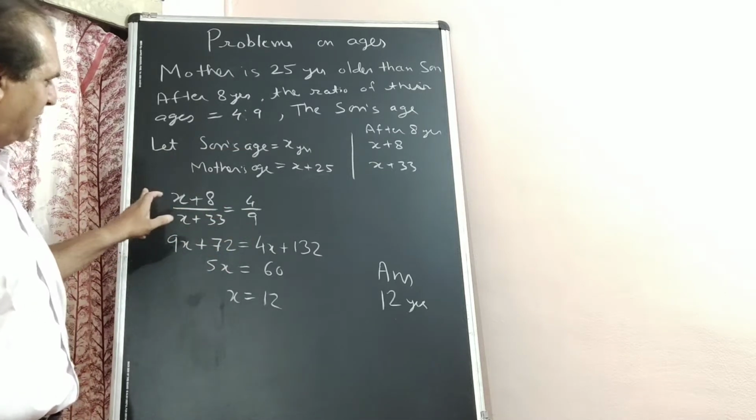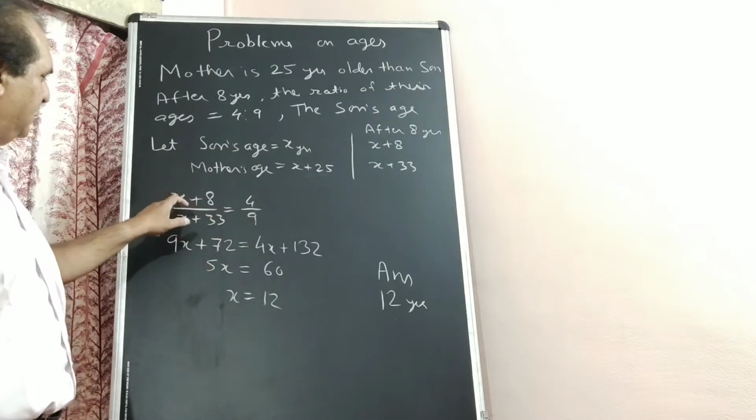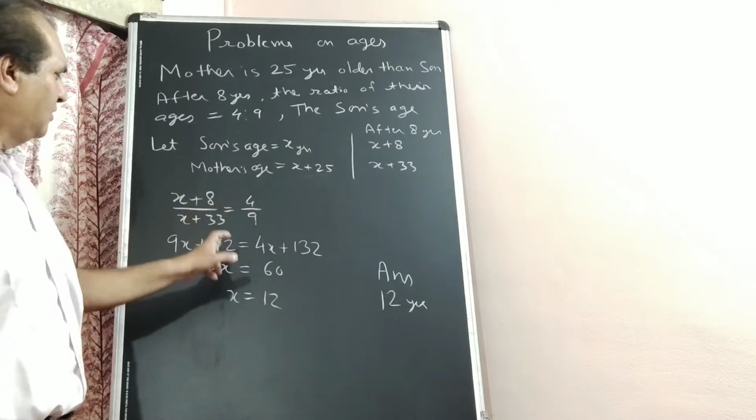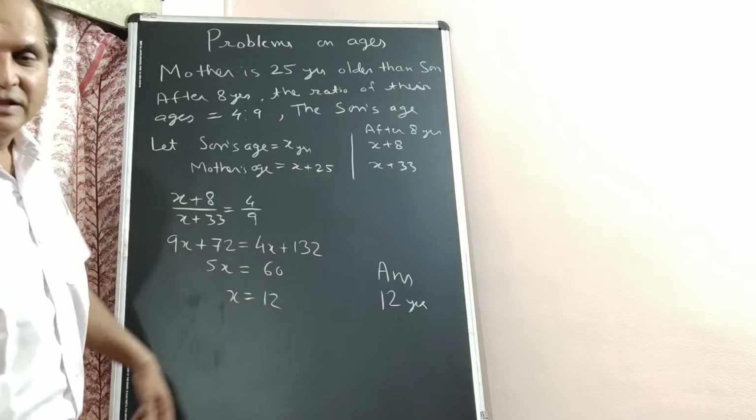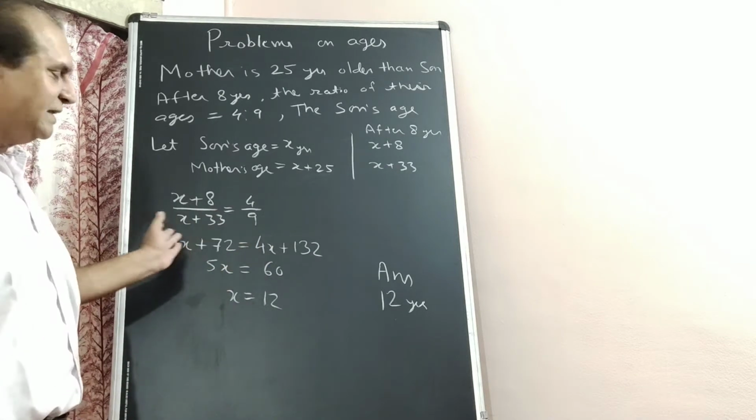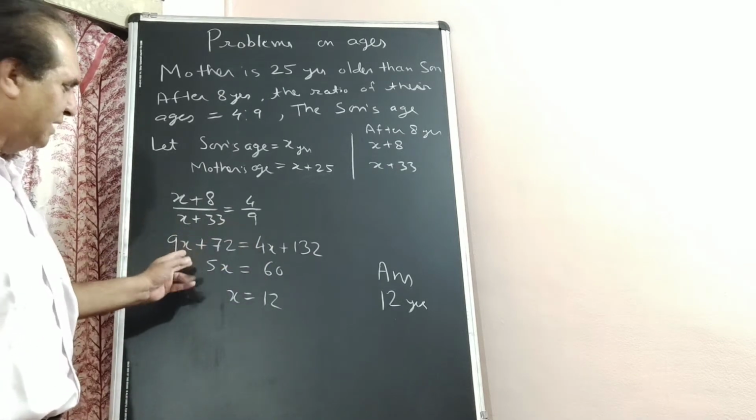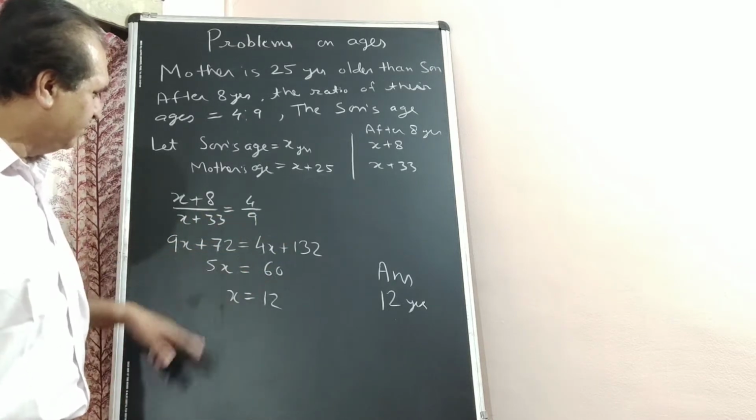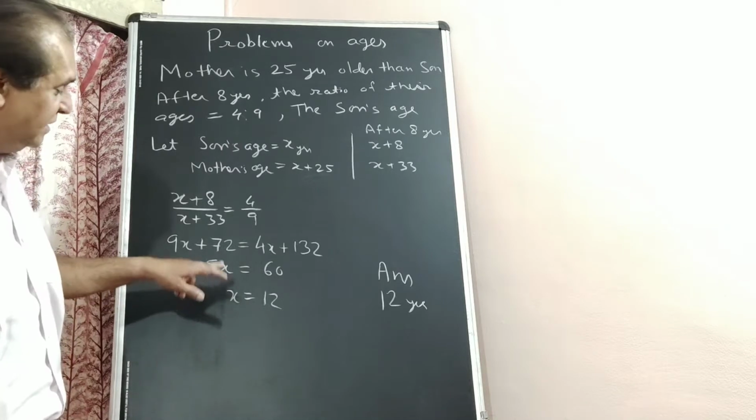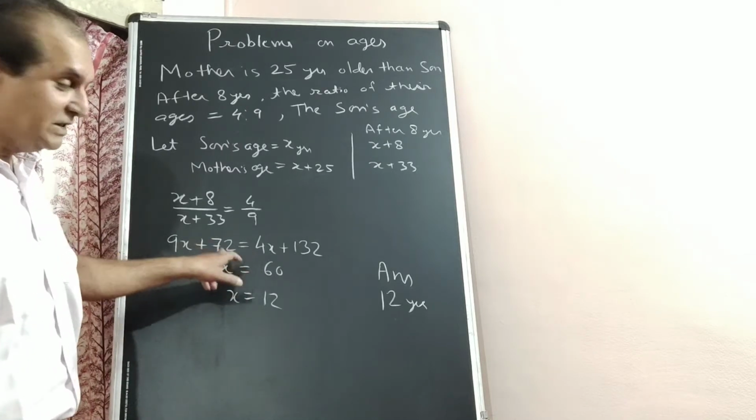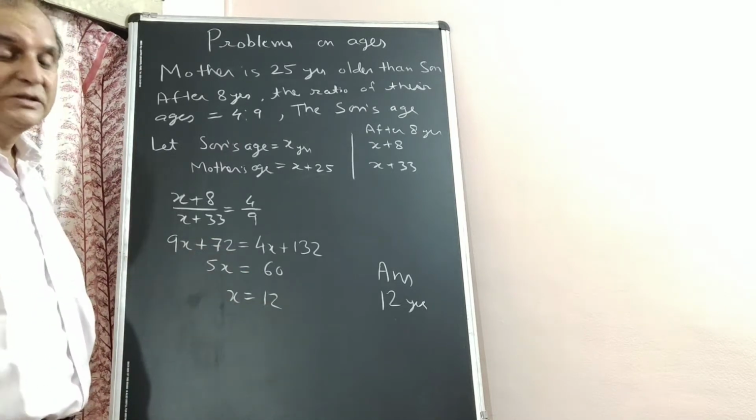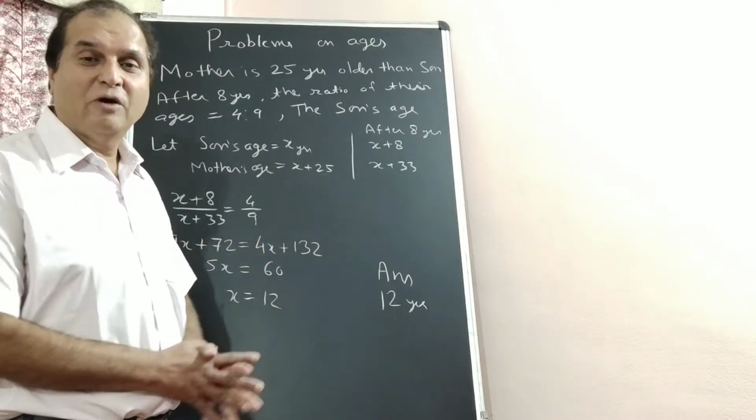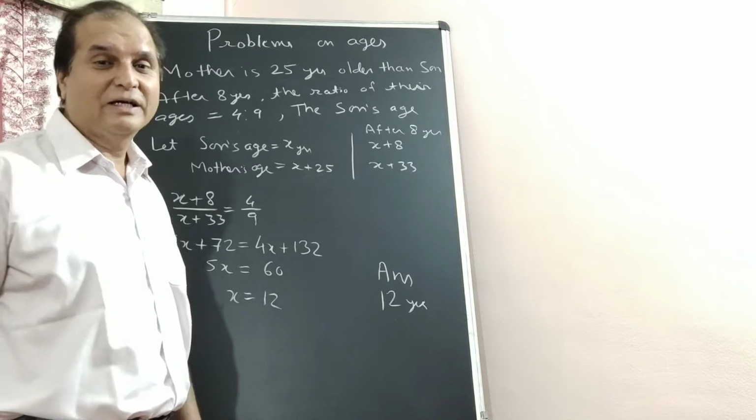Now simply cross multiply. 9 in bracket x plus 8, 9x plus 72, is equal to 4 in bracket x plus 33, 4x plus 132. Taking x on one side, 9x minus 4x is 5x. 132 minus 72 is 60. 5x equal to 60, x equal to 60 upon 5, that is 12. Answer 12 years. There will be 4 options; you have to take the correct option.